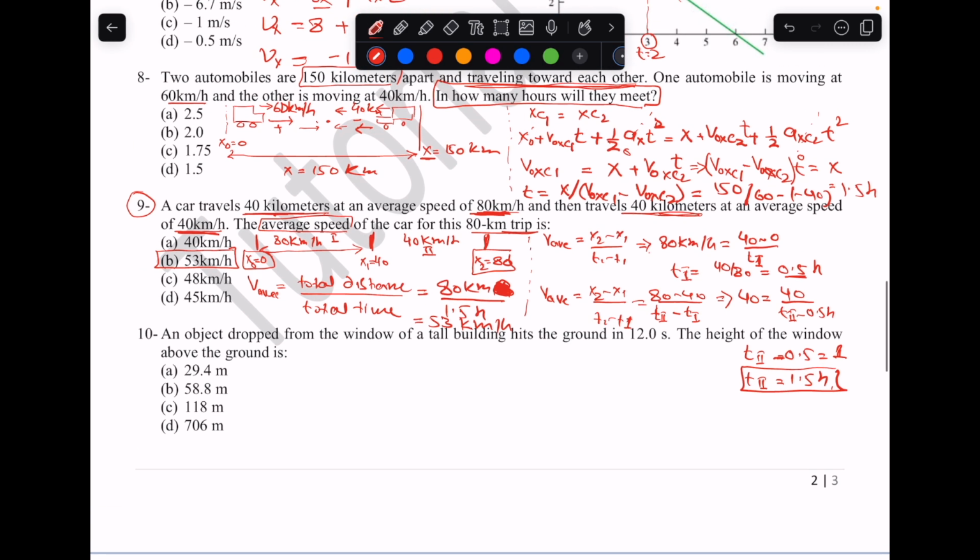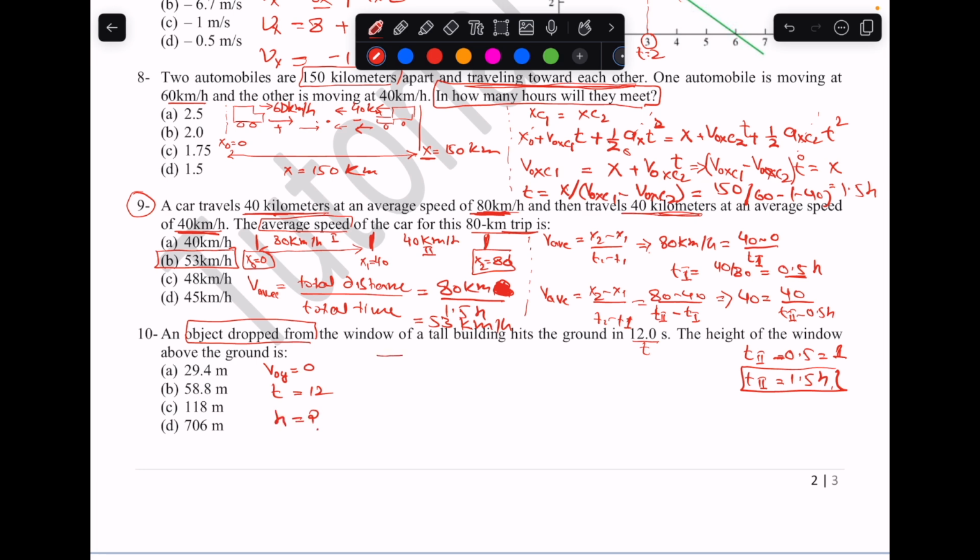The last question of this tutorial is given: an object is dropped from the window of a tall building and hits the ground at time t, 12 seconds. Find the height of the window above the ground. When the object is dropped, it means its initial velocity is 0. It takes 12 seconds. What we want to find is the height of the building from where it dropped.